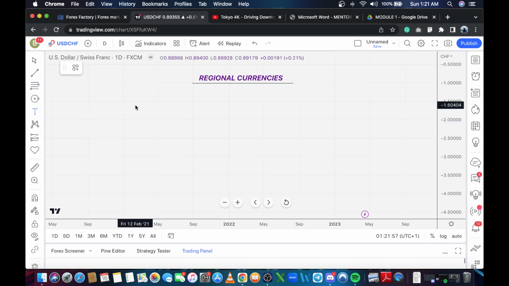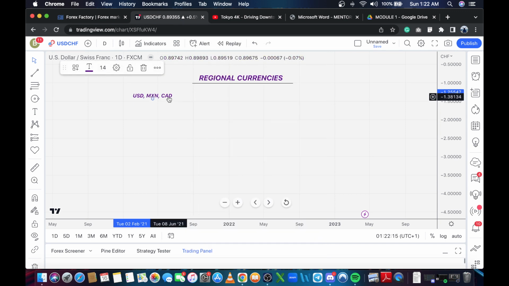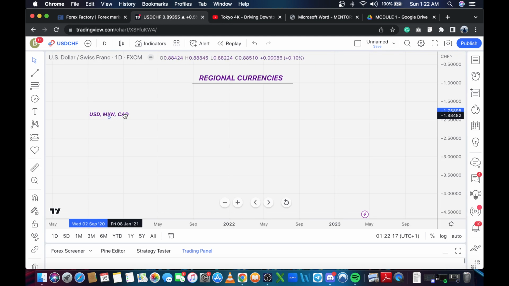For North America, we have the U.S. dollar, we have the Mexican peso, and then we have the Canadian dollar, that's CAD. So those are the main currencies for North America. Now we don't trade South American currencies because they're not as heavily traded as the North American counterparts.